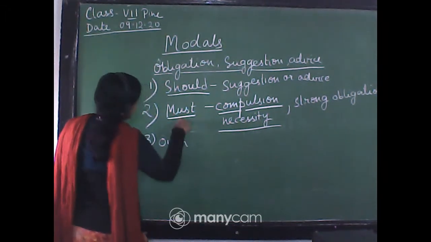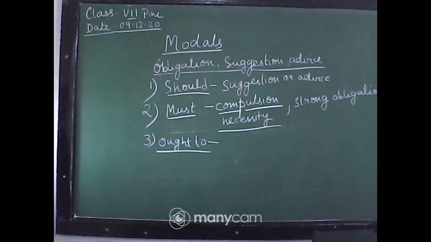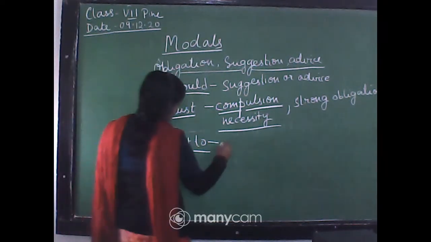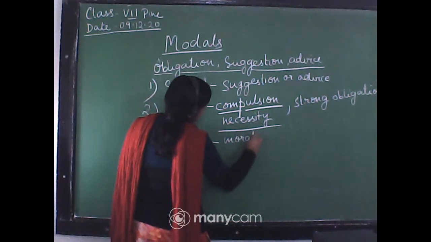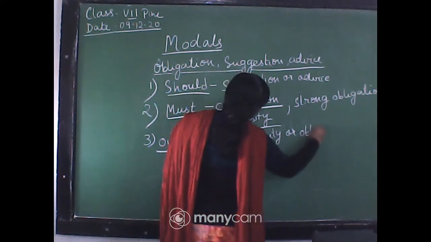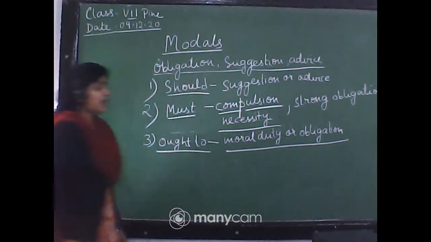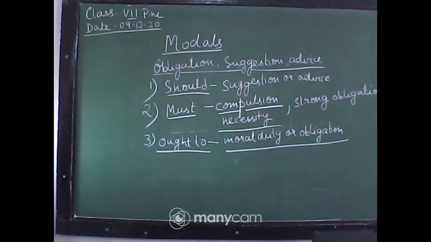Ought to is something less than must because it suggests some moral obligation rather than a compulsion. It is suggesting something which is right to do. So a moral duty or obligation may be suggested by using ought to. Understood, students?